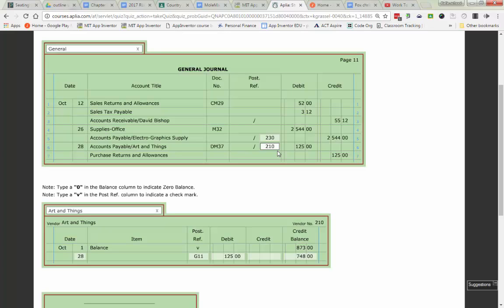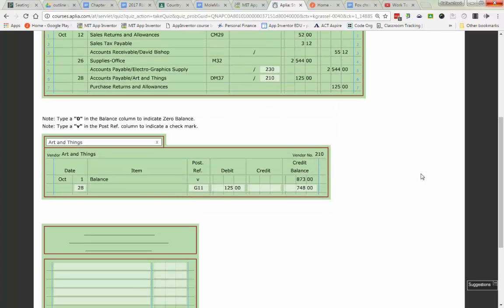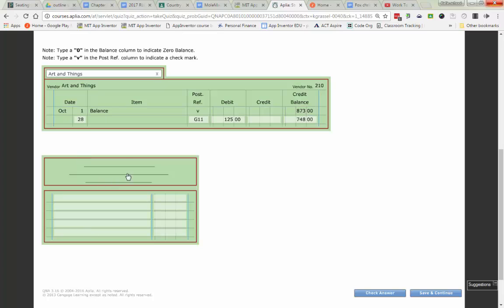Okay? The last thing that we have to do is we have to prove that what we posted is correct, that we didn't make a math mistake. So I am going to go through and prepare a schedule of accounts payable. A schedule of accounts payable is going to be filled in here. We're going to start with the name of our business, which is Graphics Inc. The name of my document is a schedule of accounts payable. A schedule of accounts payable is always prepared on a specific date, and the date that it's prepared on is going to be October 31st.